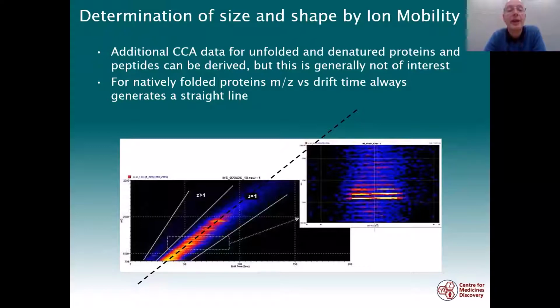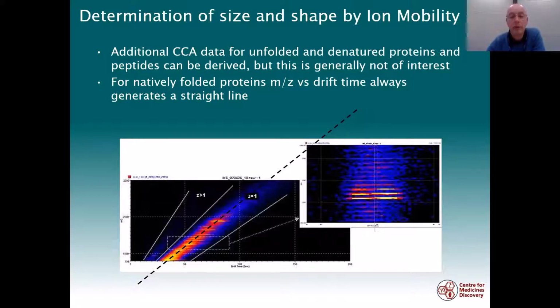So you can get collisional cross-sectional area. You can derive that from peptides and from denatured proteins. But in general, of course, this is not what structural biologists are interested in. Most structural biologists are interested in natively folded proteins. And if that's what you look at, what you discover is the drift time and the mass to charge always correlate, and there is always a straight line.